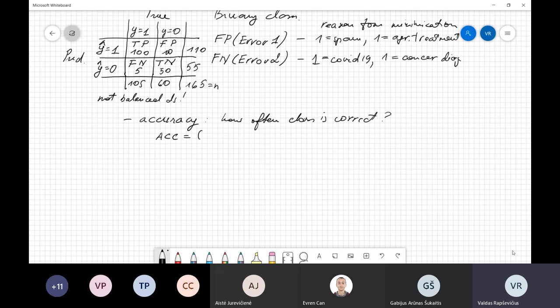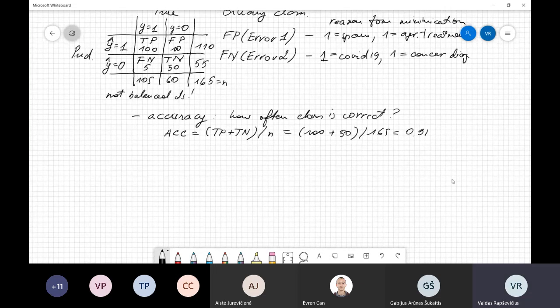So how to calculate that? This is easy. We have true positive plus true negative, all the correct ones, divided by n, over all cases. So we have 100 plus 50, divided by 165, and that gives us 0.91. So our accuracy for the classifier is 91%. Is it good or bad? We just don't know. Let's go forward. For accuracy, we would like to maximize it, of course. We would like to get 1 here, so that when we guess, we are always correct.